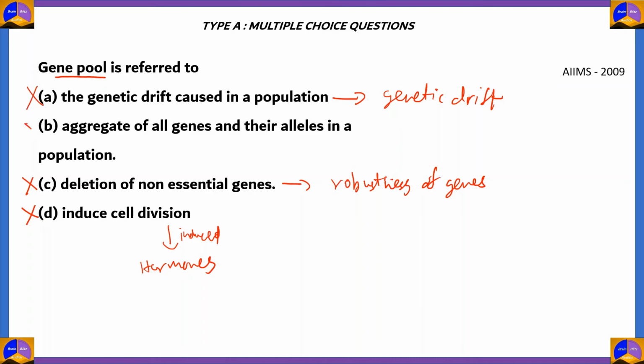The right answer is option B, aggregate of all the genes and their alleles in a population. So gene pool means a pool that contains all of the genes. So an aggregate of all the genes and their alleles in a population.